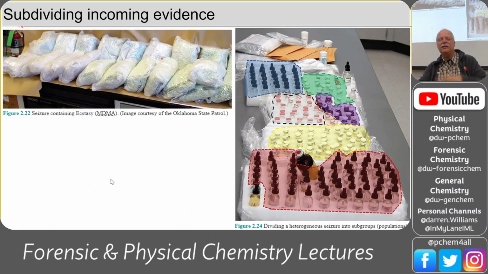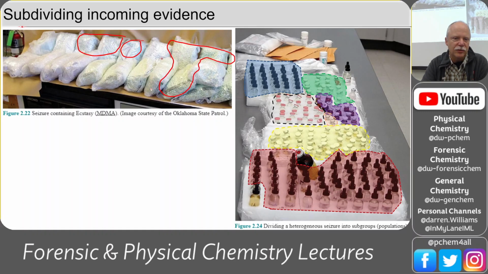Now, incoming evidence, this isn't in your notes, but it's a picture from the third edition, the book for the course. You see these different seizures, and you see that you can immediately sort of break it into groups or block this data. These groups here look similar. This one looks unique. These green ones, there's a bunch of little green tablets.